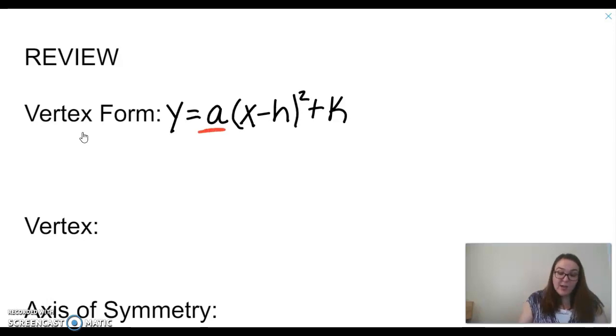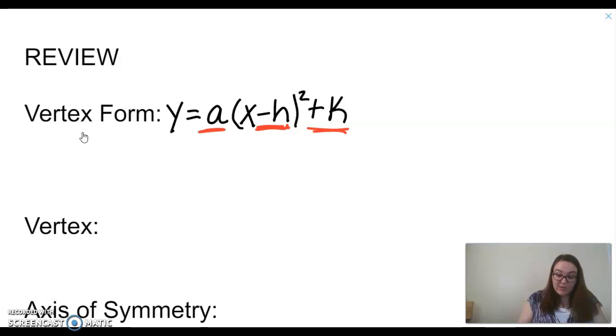A, that is your vertical stretch, your vertical compression, and your reflection. Also, just a reminder that Big Ideas does not use the word compression. They use the word vertical shrink. Okay. Reminder that this right here, h on the inside, is your horizontal movement, so your left and your right. Okay. k is your vertical movement, so your lower to your upper. And each of those affects the graph some way, somehow.